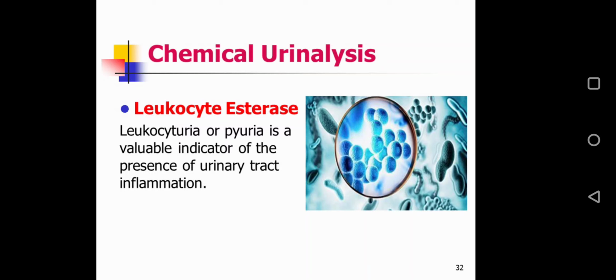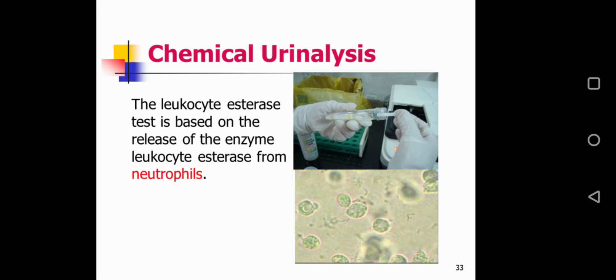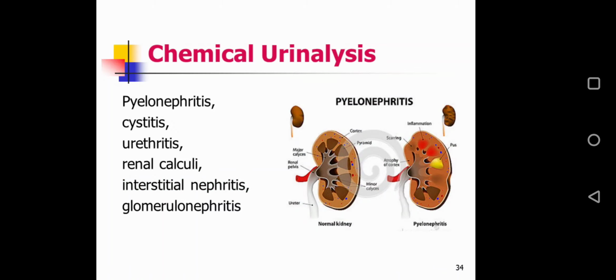Leukocytes in the urine, or pyuria, are a valuable indicator of the presence of urinary tract inflammation. The leukocyte esterase test is based on the release of the enzyme leukocyte esterase from neutrophils. Neutrophils are always associated with bacterial infections and are found in increased numbers under these conditions. Pyelonephritis, cystitis, urethritis, renal tuberculosis, interstitial nephritis, and glomerulonephritis all give rise to leukocyturia.